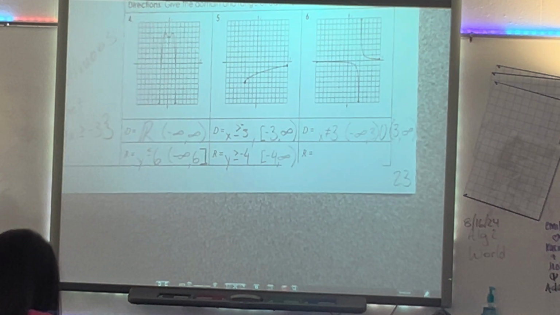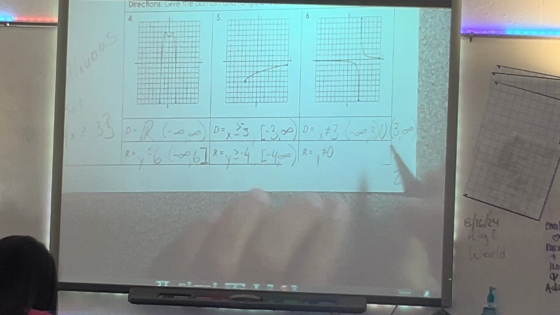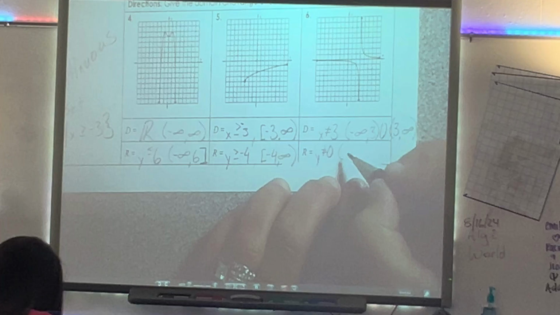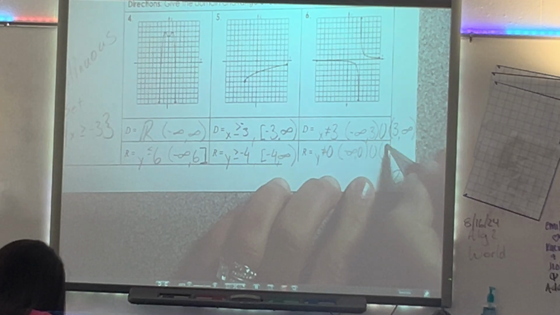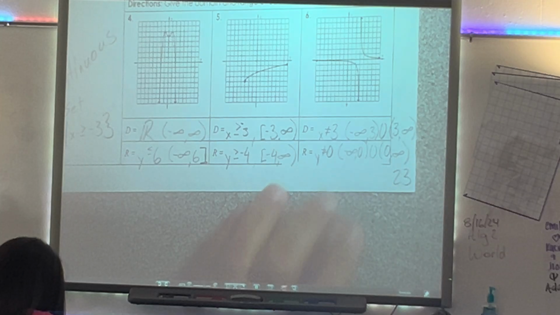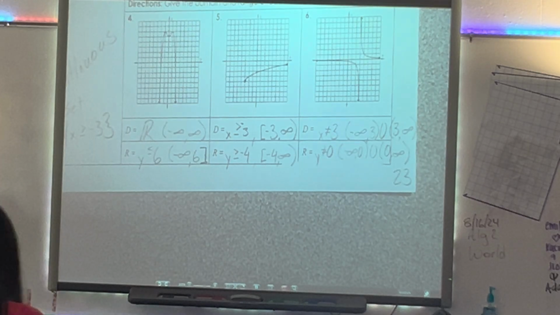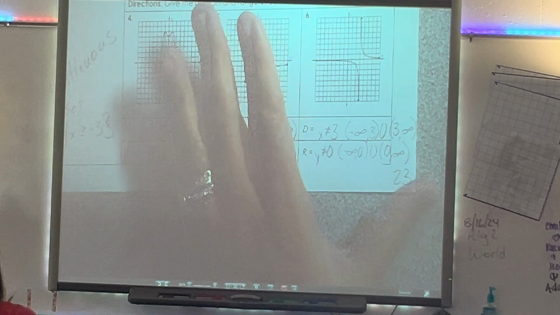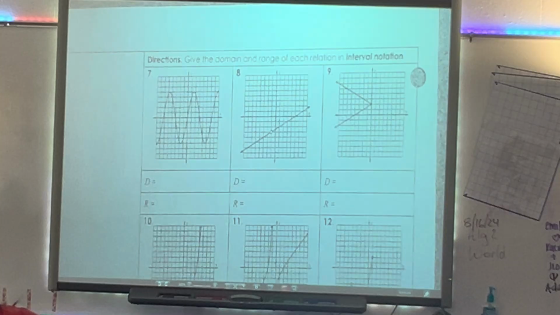And then the range, similarly, y not equal to 0. So -infinity to 0, union with 0 to infinity. Everybody comfortable on those? Okay. Alright, so back here, moving on, same stuff.